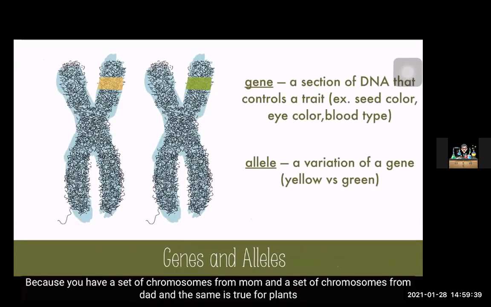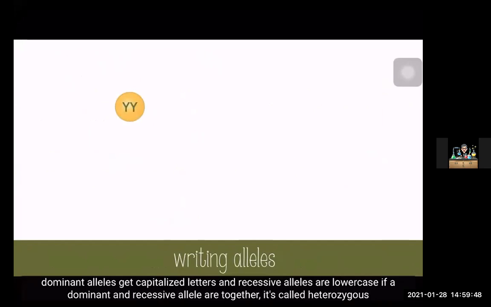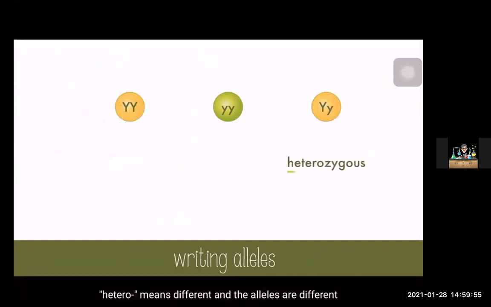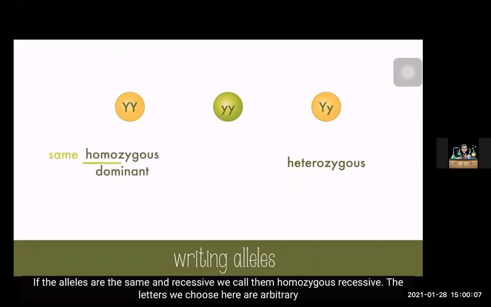Now you get two alleles for every gene, because you have a set of chromosomes from mom and a set of chromosomes from dad, and the same is true for plants. When you write alleles, dominant alleles get capitalized letters, and recessive alleles are lowercase. If a dominant and recessive allele are together, it's called heterozygous. Hetero means different, and the alleles are different, so that makes sense. If the alleles are the same and dominant, we call that homozygous dominant. Homo means same. If the alleles are the same and recessive, we call them homozygous recessive.